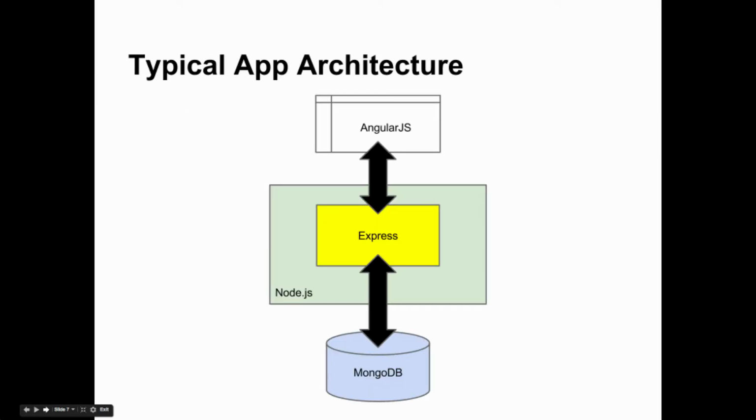And this is the typical application architecture. Like I said, on the top there is your web browser with AngularJS in it, and then it communicates back to the server, and it's going to be talking to Express via Node, and then Express is going to be talking to MongoDB, either via Mongoose or using the native MongoDB driver.